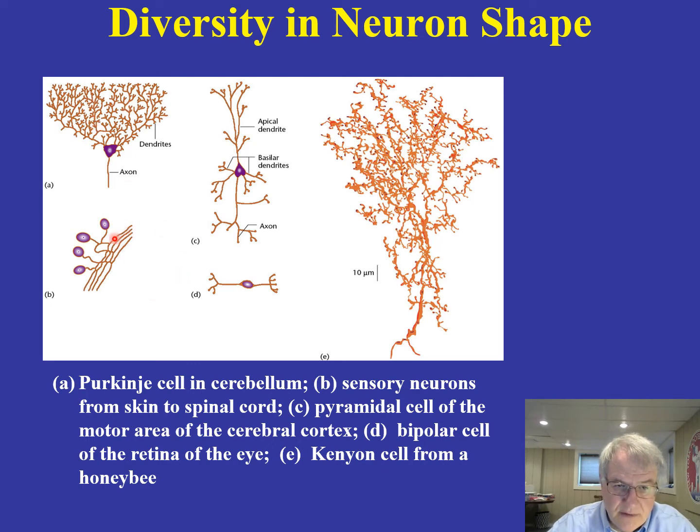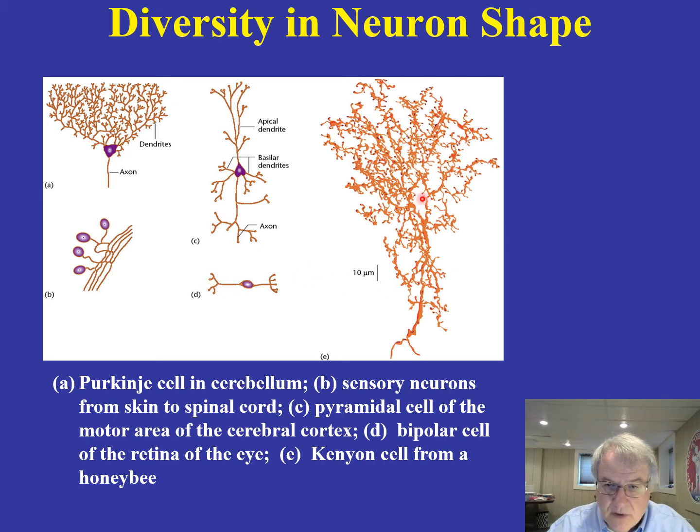What you see here are sensory neurons. This is, again, sensory neurons from the skin to the spinal cord. This is a pyramidal cell that you see here, which are generally in the cerebral cortex in the sensory motor area. This is called a bipolar cell that you see right here. We see a lot of these in the retina of the eye, and they serve a very important function there.